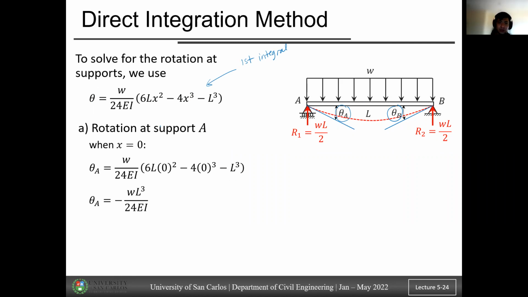Okay? So of course, when you solve for the rotation at support A, all I have to do is set a boundary condition, because at A, x is equal to 0. So you're going to have it here. Then of course, the rotation is clockwise, going inward. A and then B as well.